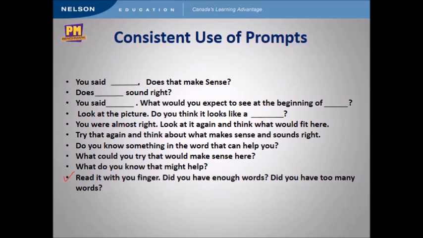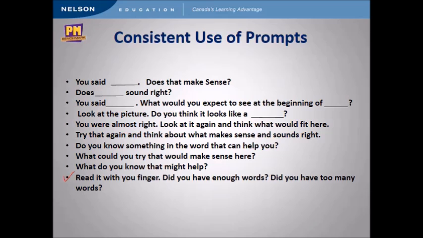In fact, in many classrooms that I work in, when the students are doing partner reading sometimes, I'll hear them say this to each other. So when one student gets stuck on a word, I'll often hear the other student say to them something like, look at the picture, what do you think it looks like? Or they'll say, did that make sense, that word? How did that word start? So students begin to use those prompts with each other, but the whole point of it is to be consistent in prompts.